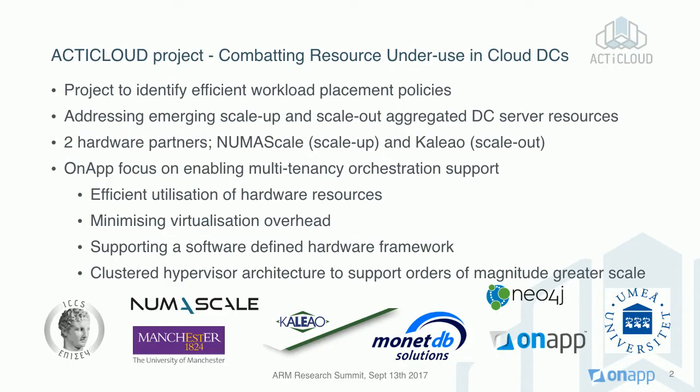So in particular, the ActiCloud project, just to give a little context, is focused on combating resource underuse in cloud data centers. And the purpose of the project is to identify efficient workload placement policies in emerging cloud server architecture systems. And there's two particular types of systems that we're focusing on: scale-up systems and scale-out, both of which use aggregated data center server resources.